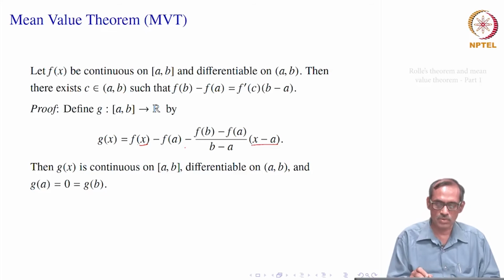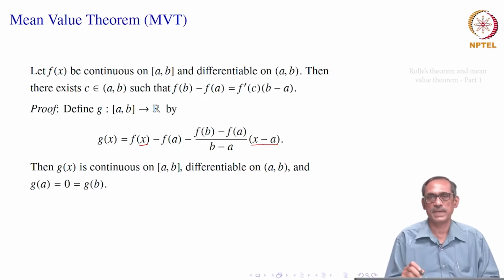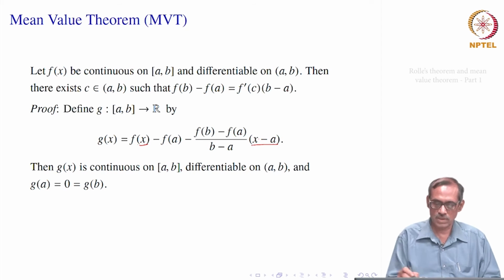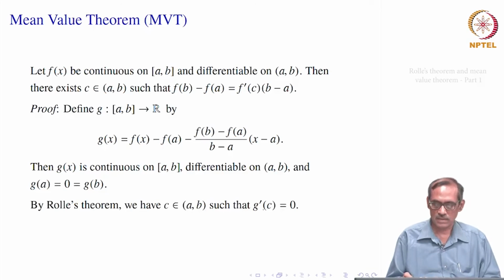And g is also differentiable on the open interval (a, b). f is differentiable, x minus a is differentiable. So, this is also differentiable. Therefore, we can apply Rolle's theorem on g. So, that means there exists a point c such that g prime c equal to 0.